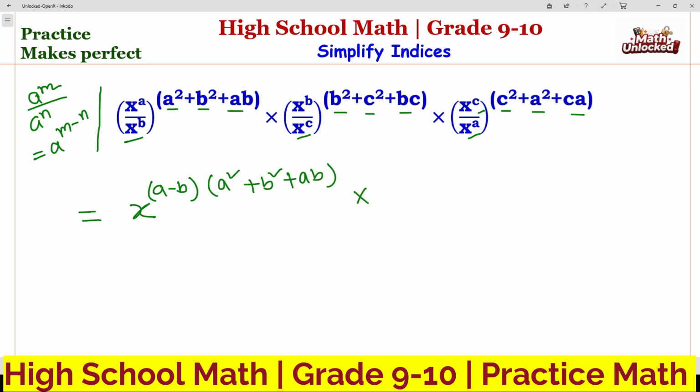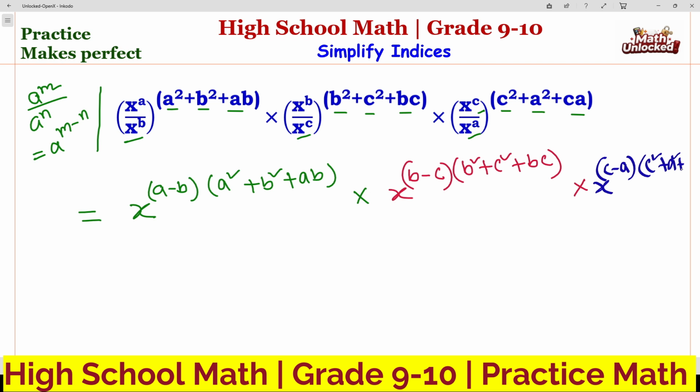Same thing, x^(b−c), then b² + c² + bc, times here also the same thing, x^(c−a), and then here is c² + a² + ca, right?